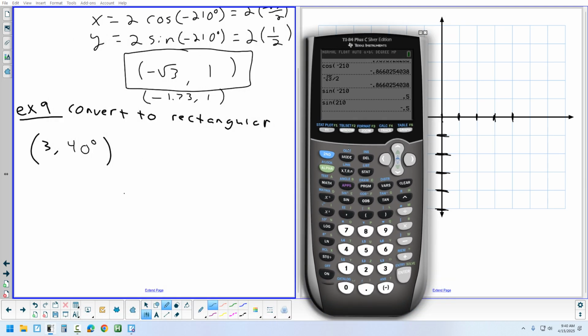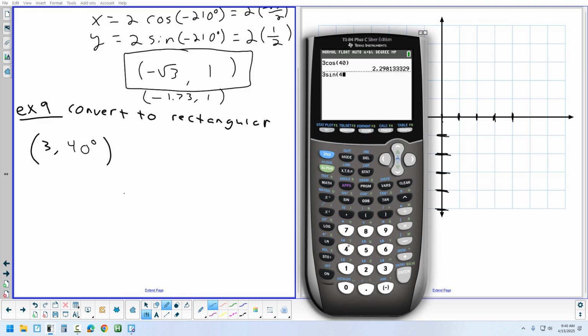What's your formula to calculate the x value? What are you going to type in on the calculator? 3 cosine 40. Okay, so we'll write that down. And what's the formula to calculate the y value? 3 sine 40. Good.